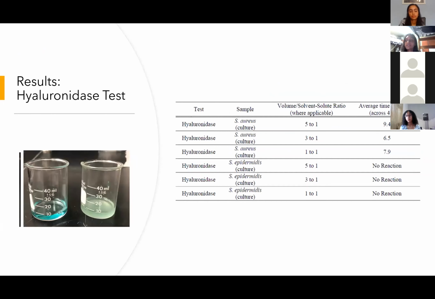The table shows the results of the hyaluronidase test. We performed our trials with both bacteria and found that the Enterococcus faecalis did not react with the solution and yielded no color change. The staph cultures reacted optimally at a solute to solvent ratio of 3:1 for 6.5 seconds for a noticeable color change. On the side, you can see that it's gone from aqua blue to a lighter green.